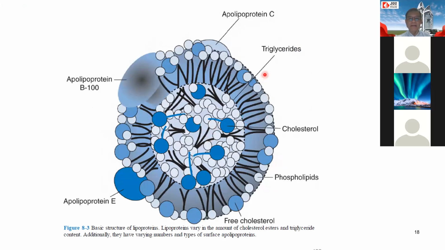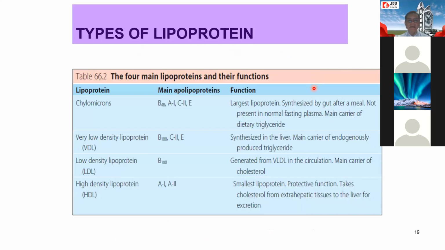Now this is another view, it's the same thing. Inside the core, we have the triglyceride. And then we have apolipoproteins, the different ones, like apolipoprotein B100, apolipoprotein C, apolipoprotein E. So the main ones are C, B and E. Okay. So about the lipoprotein, we have a few kinds.